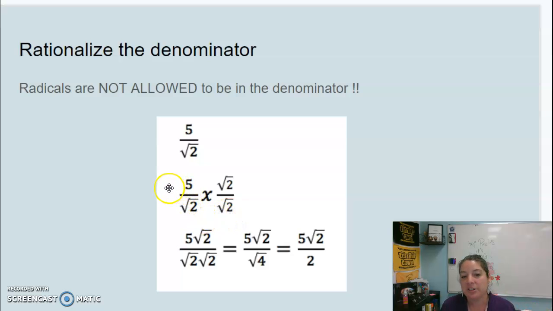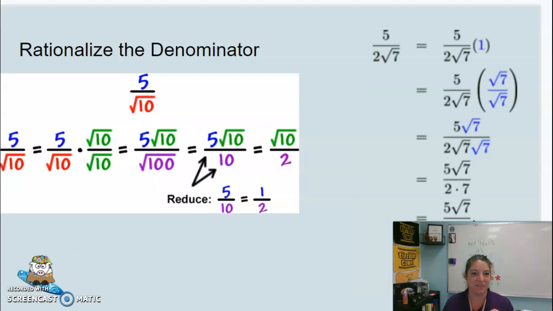When you go to multiply, you're going to multiply the numerators together. So 5 times the square root of 2 is just 5 times the square root of 2. On the bottom, you're going to get the square root of 2 times the square root of 2, which is the square root of 4. And what's the square root of 4? 2. And check it out, there's no more radical sign. That is what is important. Let's go look at that again.